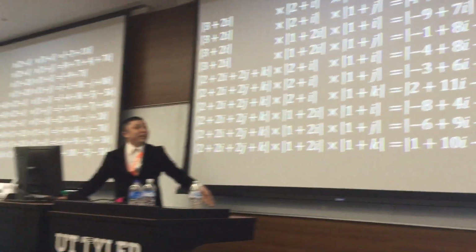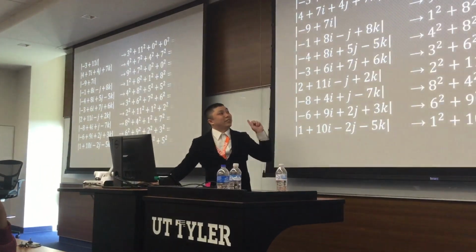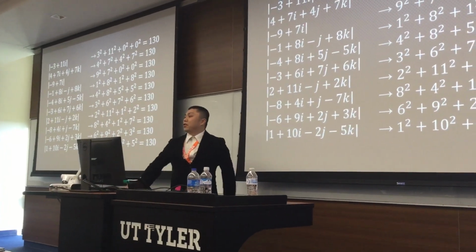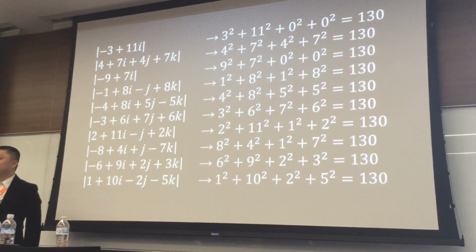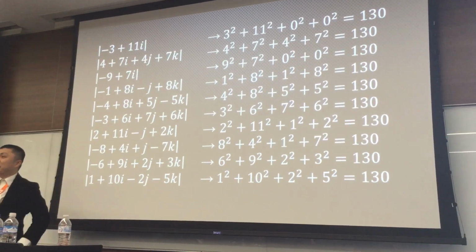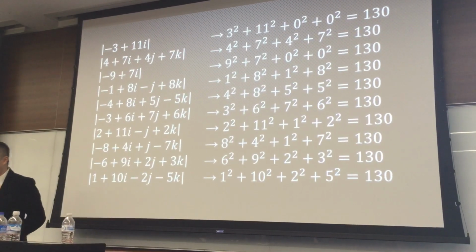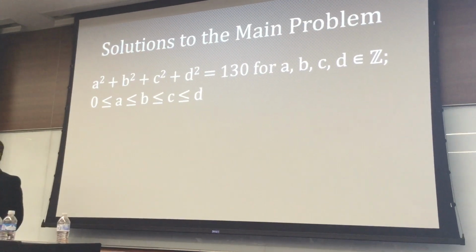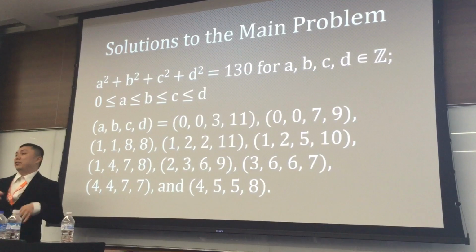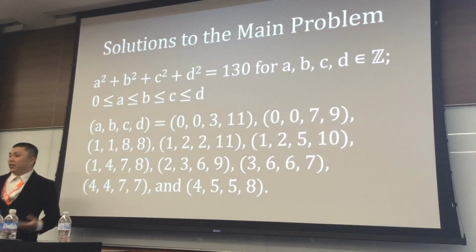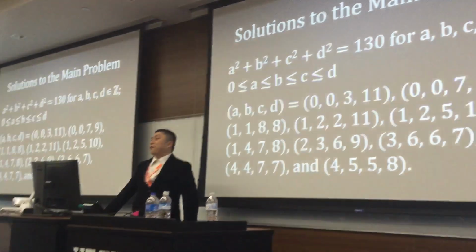And once you generate it, you can translate all of these answers as a sum of squares. And all of them will add up to 130. It's a very systematic way to generate, right? So the final answer for the main problem is these ones. I just arranged it in a nice order, but that's it. So there are only 10 ways.